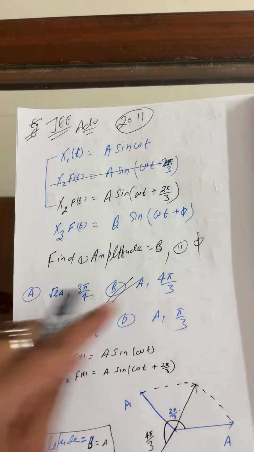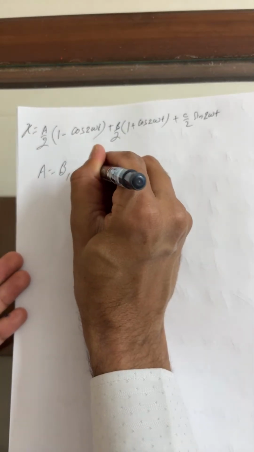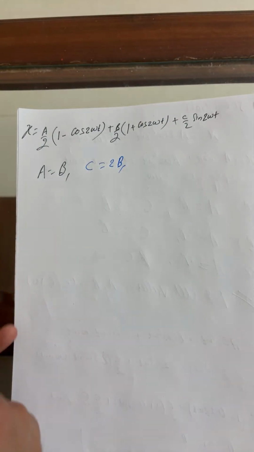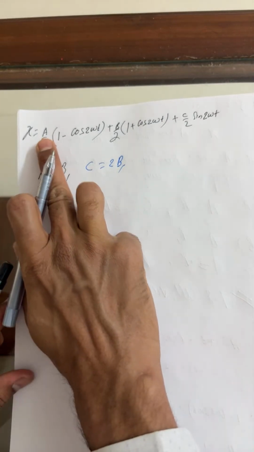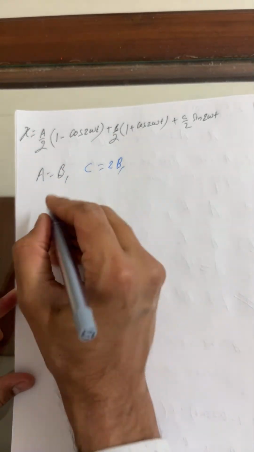Okay. So now I'm going to verify here. I can see option number first. In option first, what do they mention? A is equal to B and C is equal to 2B. A is equal to B and C is equal to 2B. Right. So A is equal to B here. I can see these two are the same.